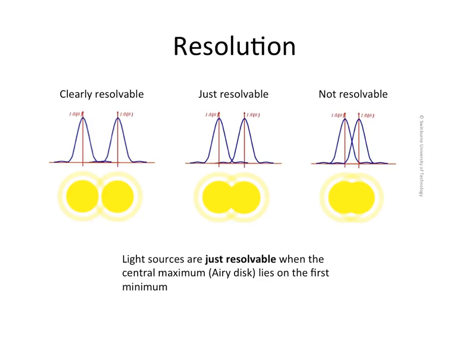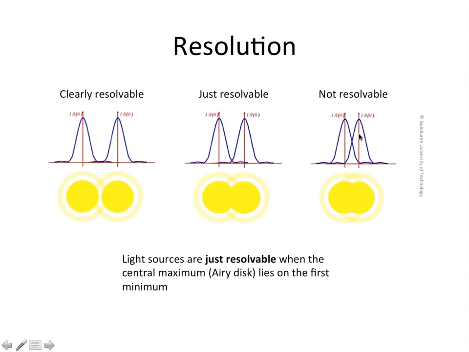So, here we have two sources. Here are two Airy disks which are definitely close together but not touching. This is clearly resolvable. Here we're getting just resolvable until we move into the non-resolvable. And the boundary condition, which appears between these two images, is when the maximum stretches across the first minimum. That's the boundary condition.